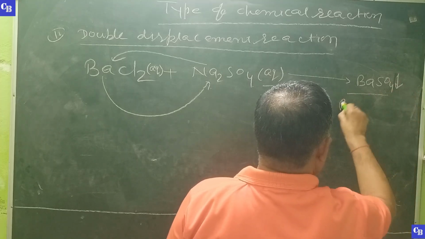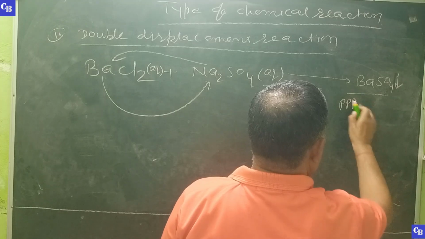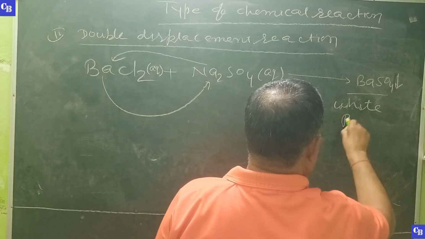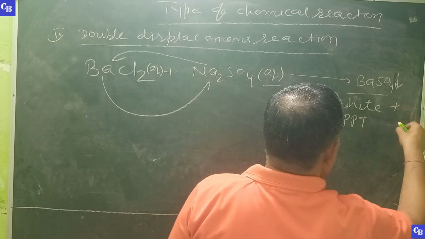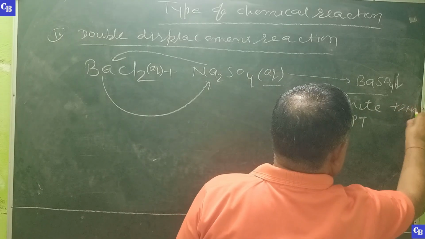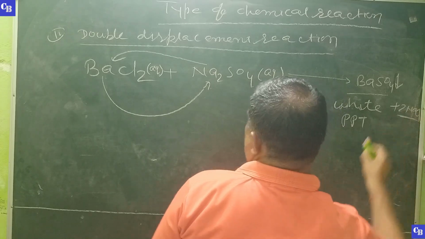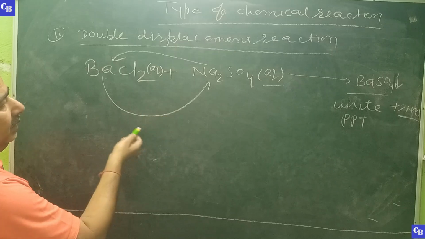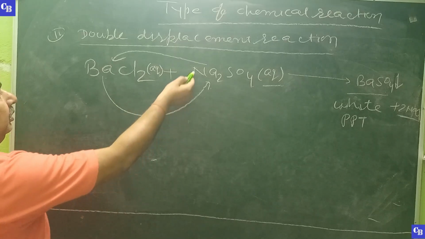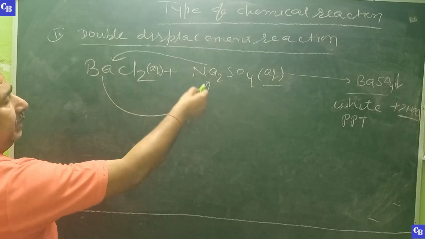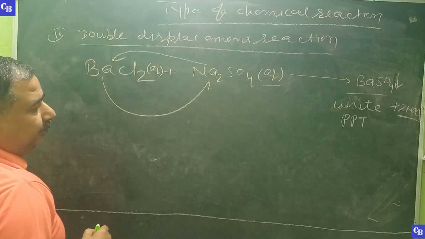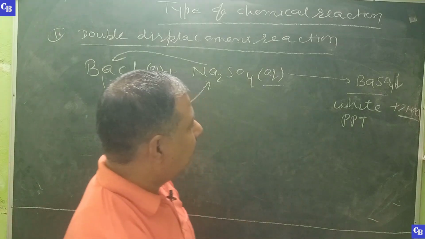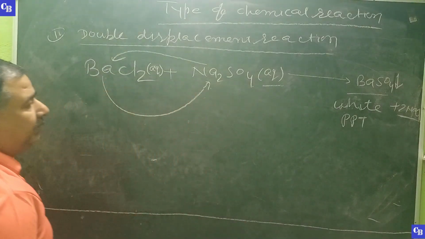A white precipitate is formed, and aqueous NaCl solution. Here this is called the double displacement reaction because sodium displaces the barium and barium displaces the sodium. In this reaction, a precipitate is formed. So this reaction is also called a precipitation reaction.